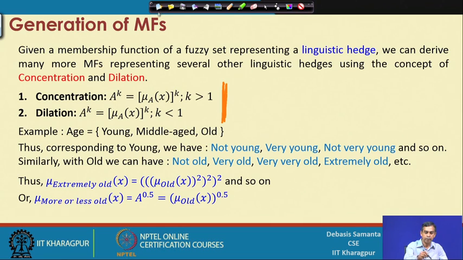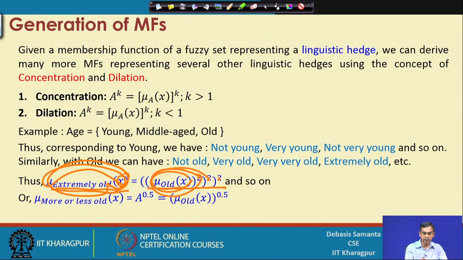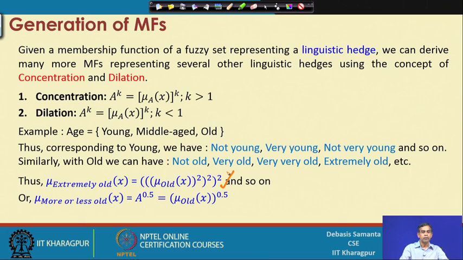Here is an example: we can use the concept of concentration and dilation to do these things. For example, mu extremely old. If we know that mu old x is the membership function defined for the fuzzy set old, and x is any element belonging to it, then the membership value mu extremely old x can be obtained like this. It is mu old x, and we can take x square, x cube and so on. This gives very old, very very old, and this is extremely old. These different linguistic hedges can be obtained using the concept of concentration.